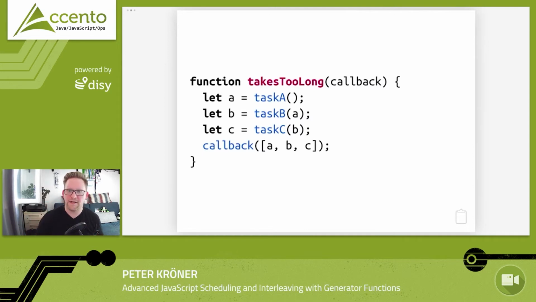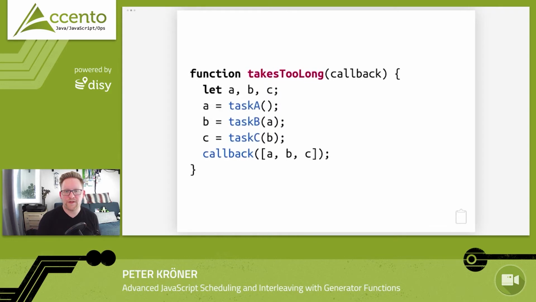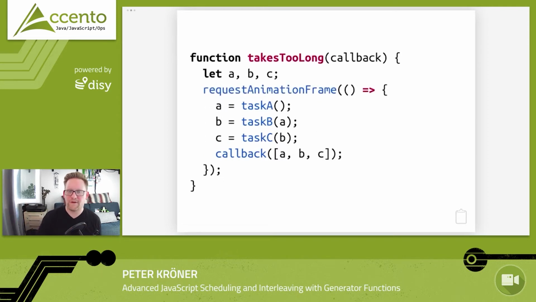Now comes the actual interleaving. For this, we rearrange the function to hoist the variable declarations to the top, and now we can simply take the entire task execution and wrap it in request animation frame. Request animation frame is a function that's available in every modern browser that takes a function and executes this function the next time the browser is about to render a new frame. If we take our code that computes A, B, and C and shove it inside request animation frame, we essentially implement a first step of interleaving, because we execute the function takes too long, and then only when the next frame is about to be rendered, we execute the rest.